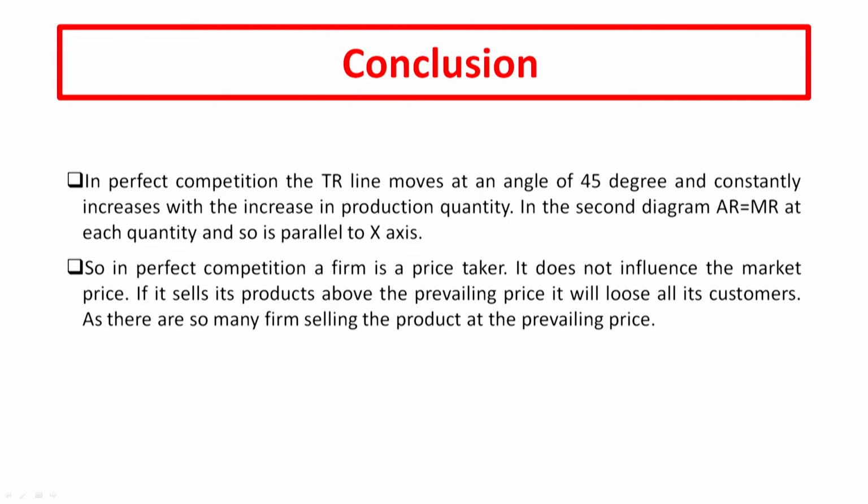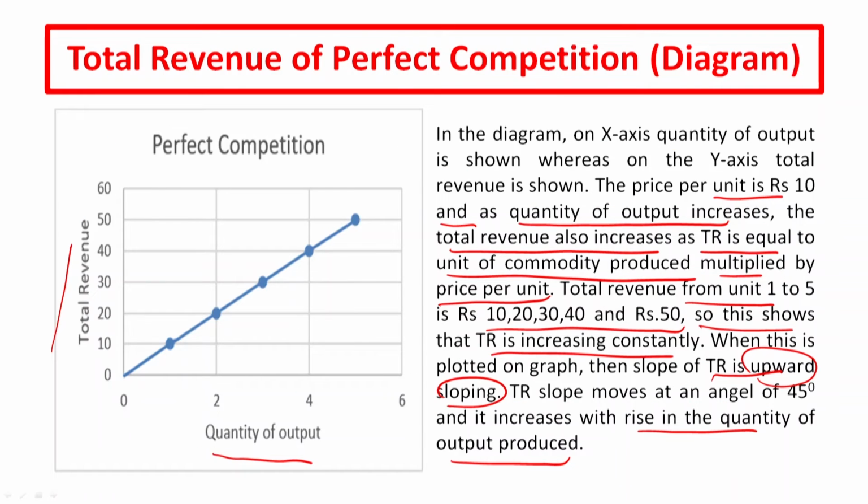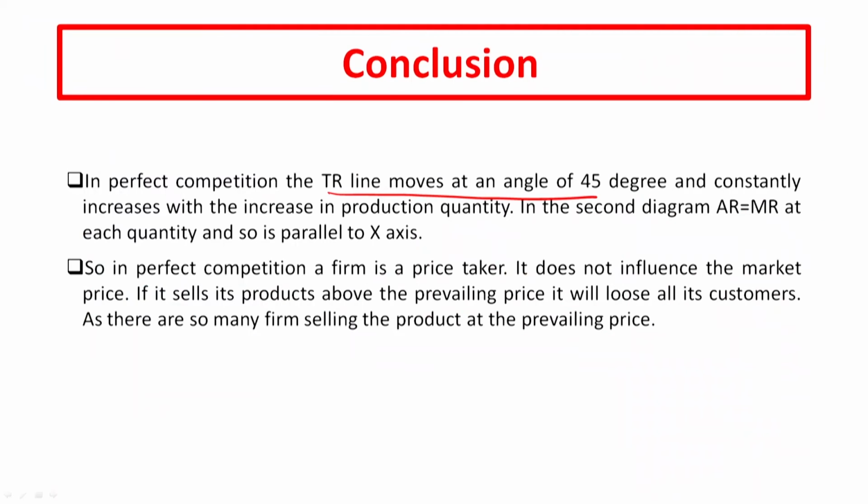Now, to understand the conclusion of perfect competition, the AR line moves at an angle of 45 degrees, as you are able to see here, and constantly increases with the increase in production quantity.